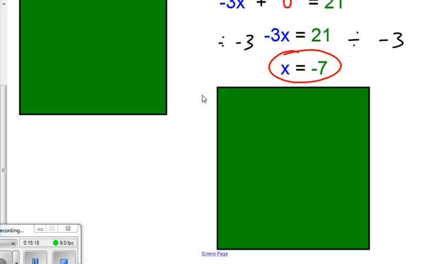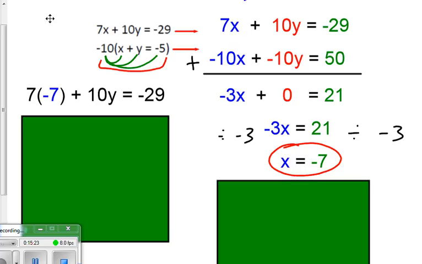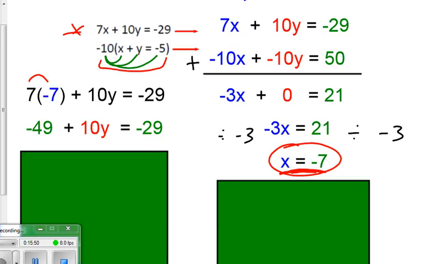Now we're not quite done. Like before, we still have to plug that into one of our equations. So I'm going to plug it into the top equation. Again, I could have picked either one, but I happened to pick the top one this time. And wherever I see an x, I'm just going to say -7. So instead of 7x, it's 7 times -7. So we'll have to make sure we multiply that. Plus 10y equals -29.